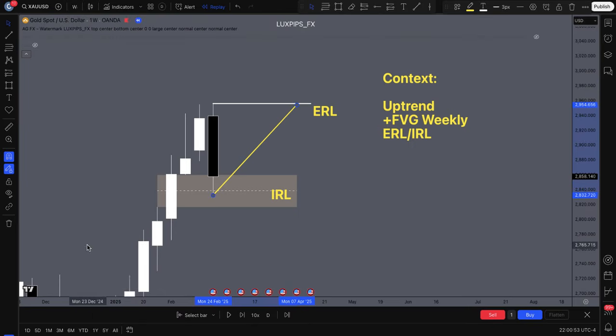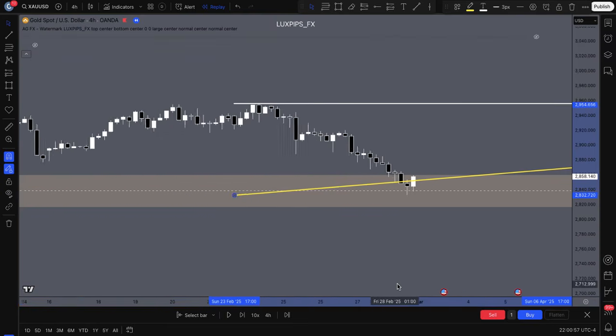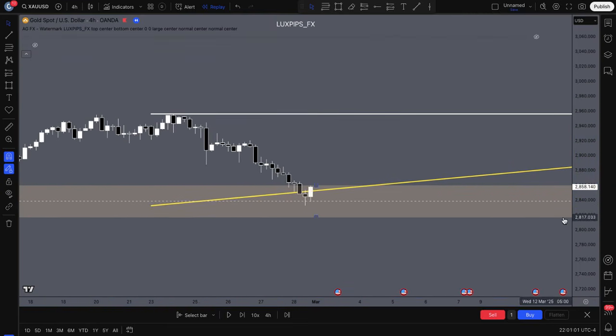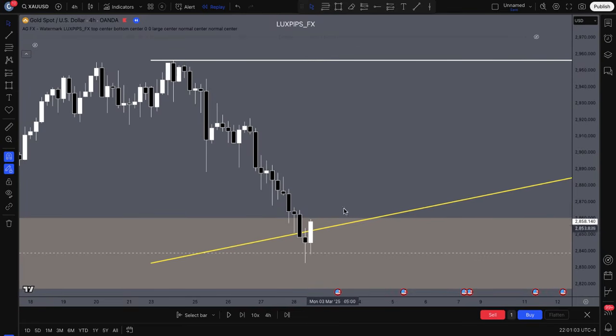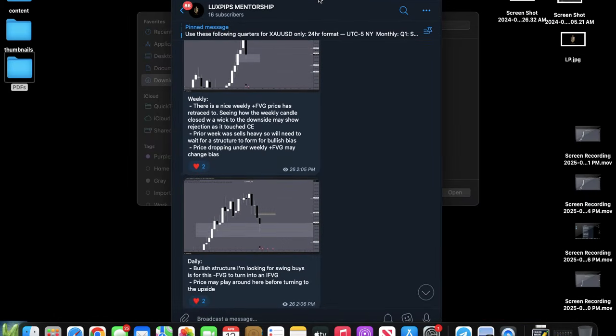But what would you say if I told you that at this low right here, I knew that the MMXM or the buy side curve is going to form? You might think I'm bullshitting, but I got some receipts to show you. So let's go to my Telegram real quick for my mentorship students.